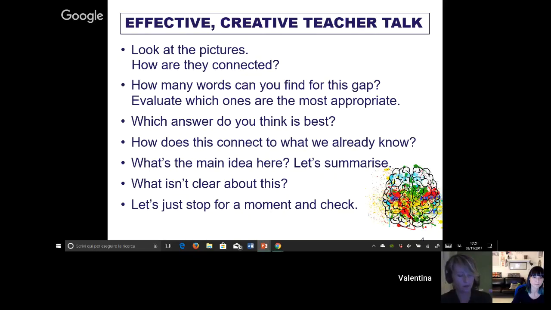I don't know, when they start to learn about, for example, the present perfect, how does this connect to what we know about the past simple, for example? So they're building on knowledge and adding blocks to what they already know. The last two are also equally essential. What isn't clear about this?